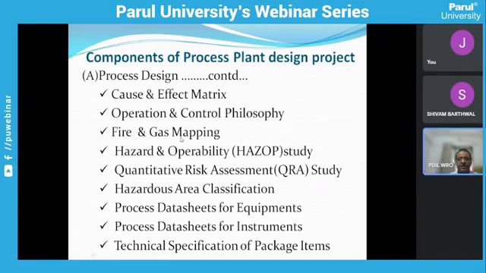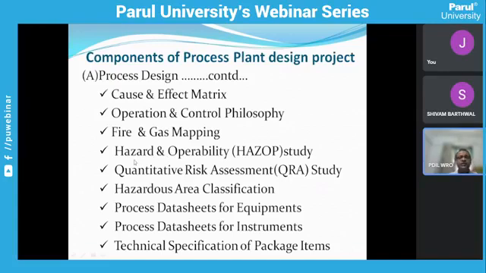Fire and gas mapping, that means the hydrocarbon detectors and the firefighting equipment, how it is placed, where it is placed, all these things are shown on the plot plan. These are called fire and gas mapping. This is done based on the dispersion modeling.